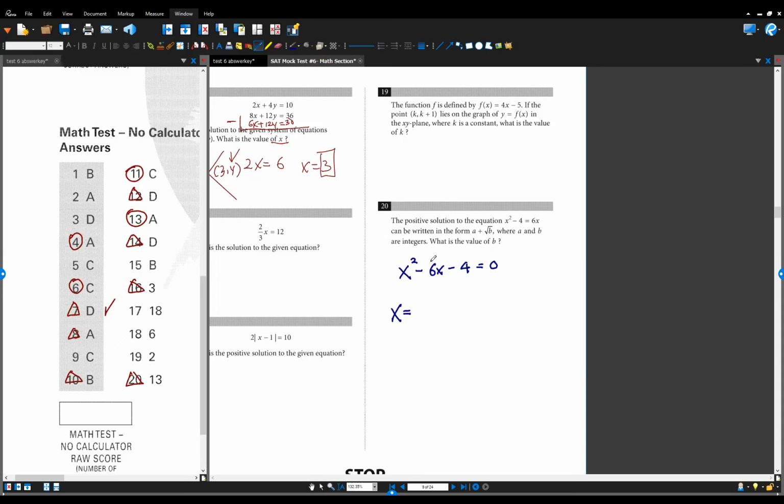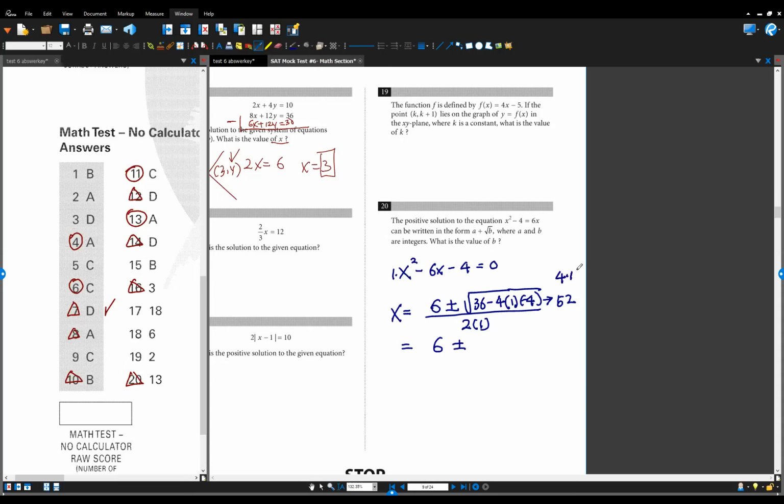Okay, negative b is negative 6, so negative b is positive 6, plus or minus the square root of b squared, negative 6 squared, positive 36, minus 4 times a, which is 1, times c, which is negative 4, over 2a, a is 1. Inside is what? Positive 36 plus 16, which is 52, isn't it? But there's no fraction over here, right? So we need to eliminate it. So 6 plus or minus the square root of 52 is what?